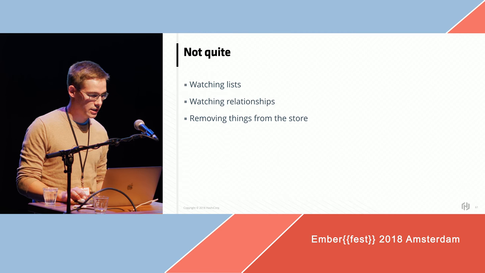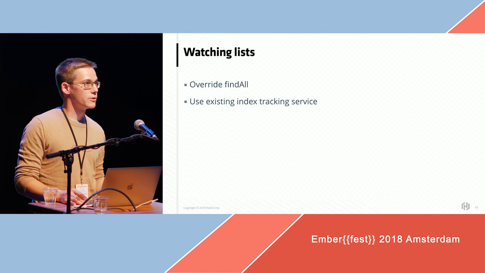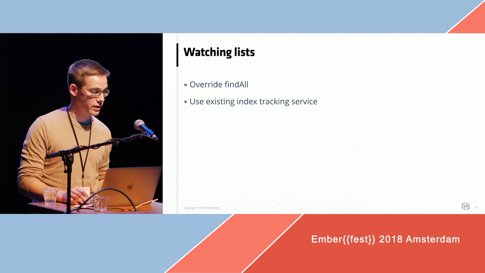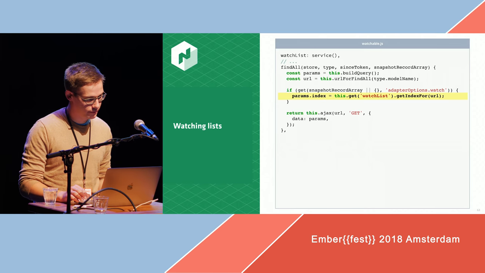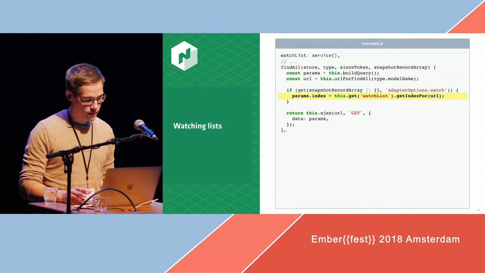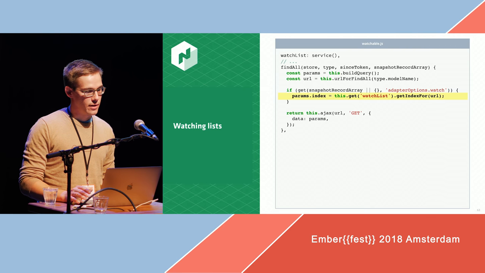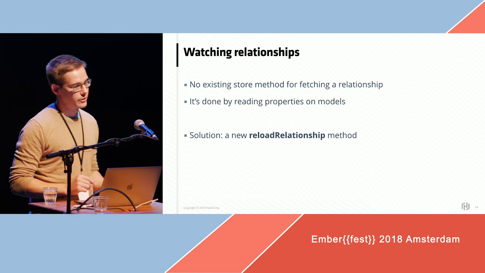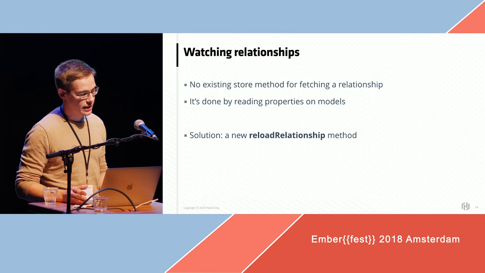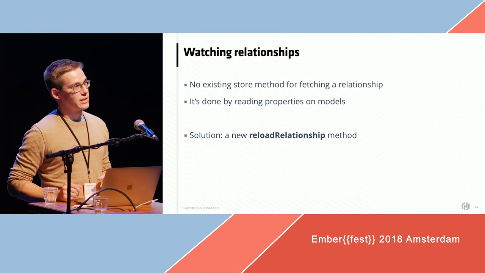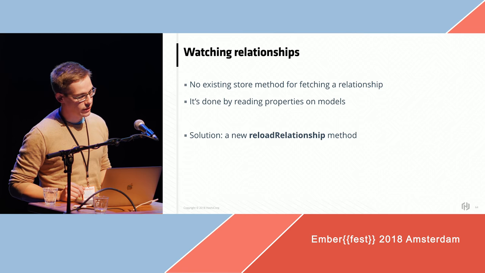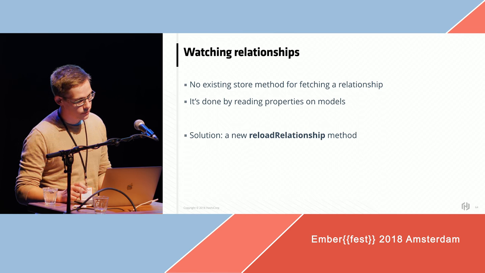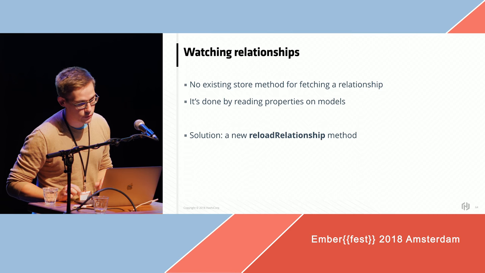So let's look at watching lists. This is going to be pretty straightforward, since we already wrote watching a record. Now we just need to override findAll, and we can use the existing index tracking service to do that. So here, params.index is going to equal this exact line that we saw in findRecord, but now it's on findAll. Super easy. Unfortunately, watching relationships is trickier, because there's no existing store method for fetching a relationship. You normally do this by reading properties on a model, which will then make the AJAX request for you, and everything sort of works out really nicely, but not for what I want to do. So the solution here is to create a new reloadRelationship method.